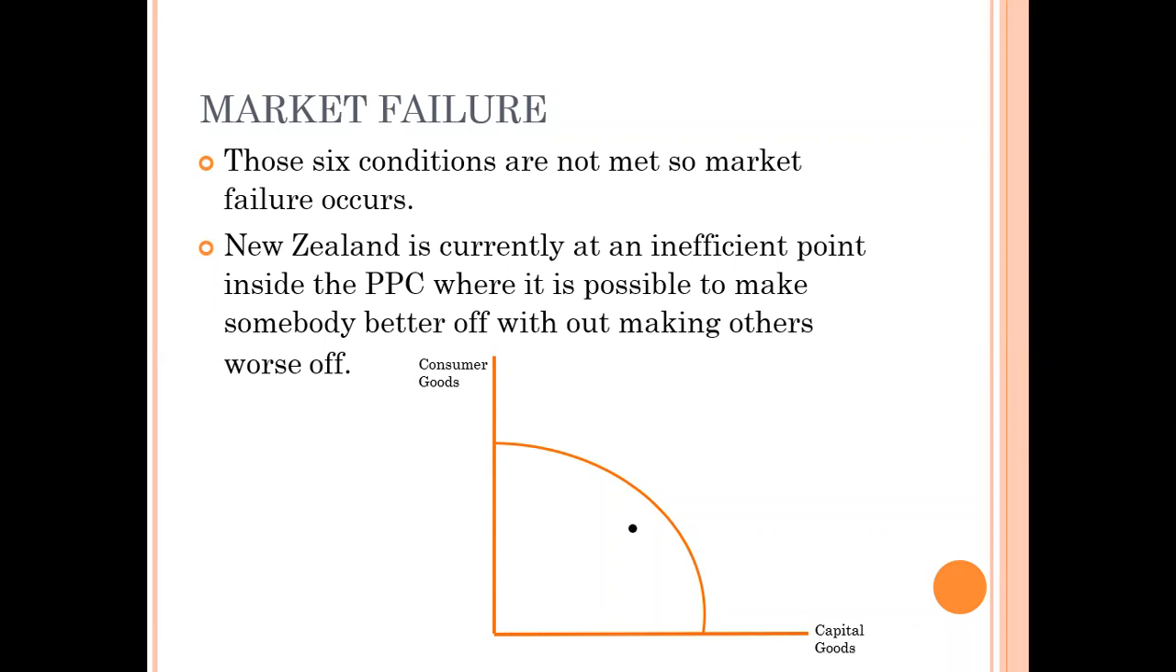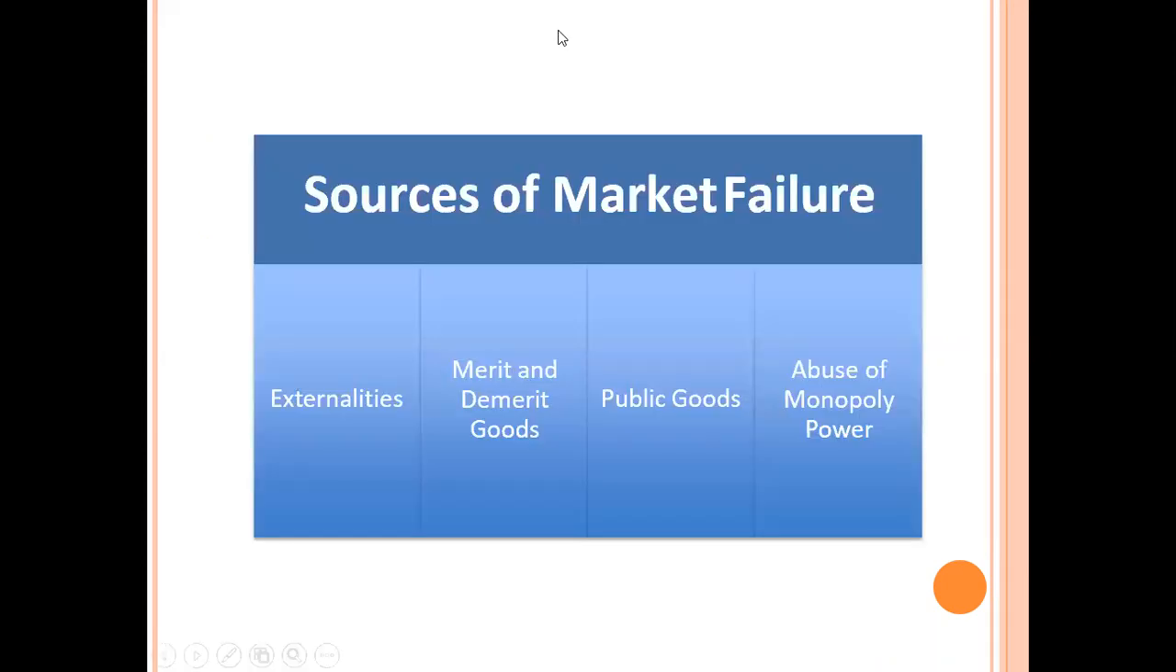Let's assume this is a production possibility curve of New Zealand, where you can see this point, which is inefficient. It is because the six conditions are not always met. So the society is always producing inside the production possibility curve. In order to achieve efficiency, society must fulfill some of the conditions. We will discuss the sources of market failure in the next video.